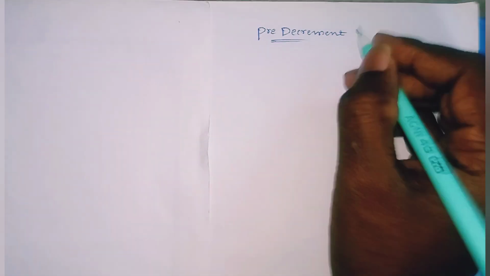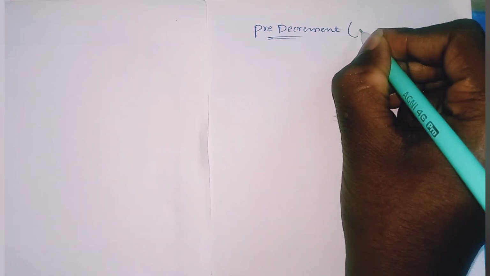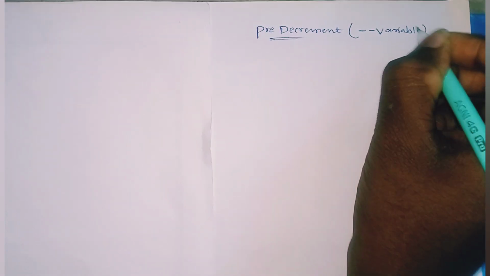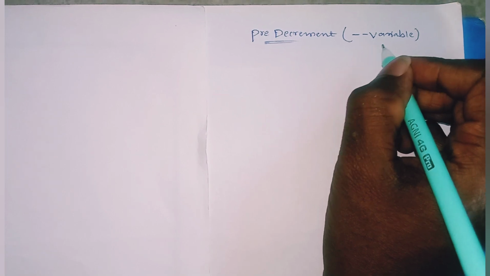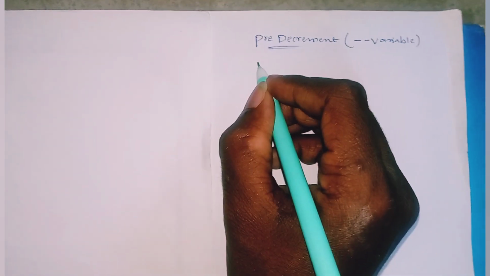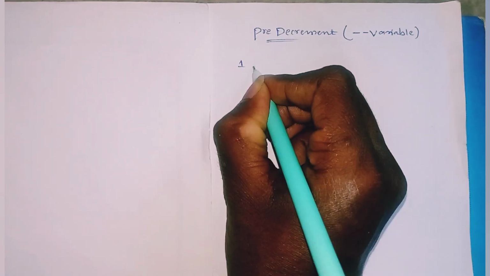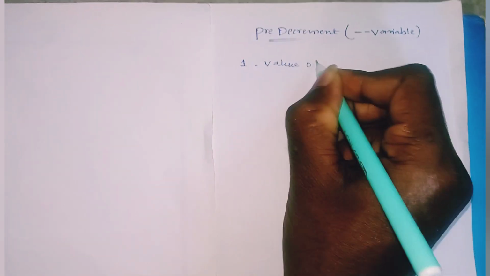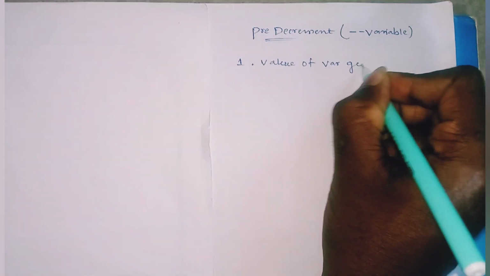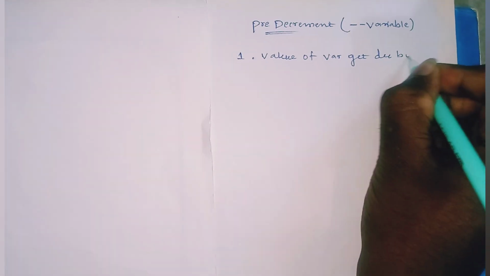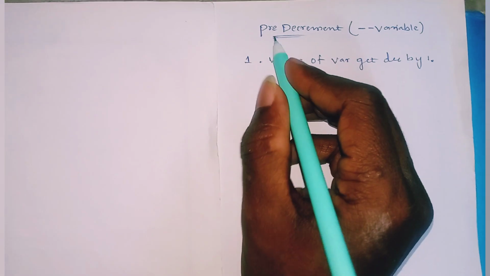We will see what is pre-decrement operator. The pre-decrement operator is normally denoted with minus minus followed by variable name. So this is how pre-decrement operator normally looks like. In pre-decrement operator there are also two steps that need to be performed all the time. First step is, the value of variable gets decremented by 1.